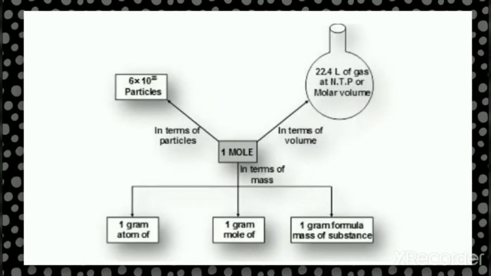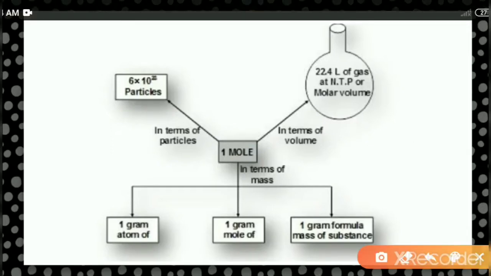The relationship of a mole with volume, particles and mass is illustrated as shown here. As we have discussed, 1 mole of any substance is equal to 6.022 × 10^23 particles. Let us discuss it in terms of mass once again. Considering the particle as an atom, the mass of 1 mole of an atom is equal to its atomic mass in terms of gram. That means the mass of 1 mole of hydrogen is 1 gram.